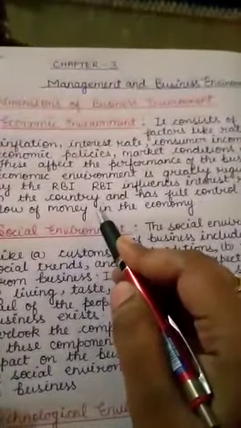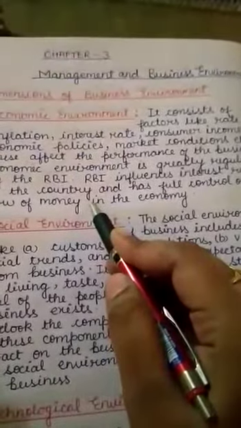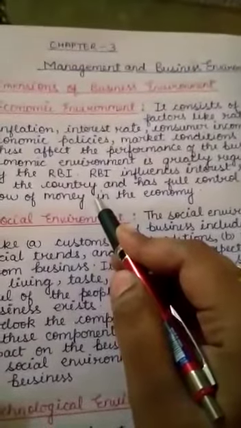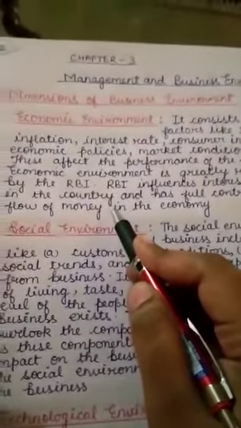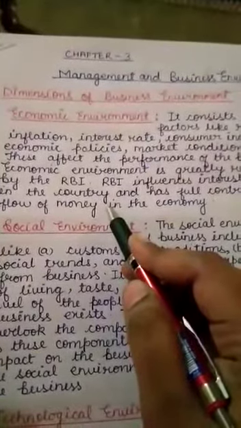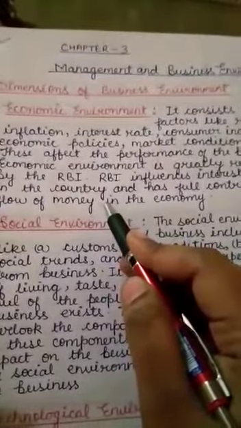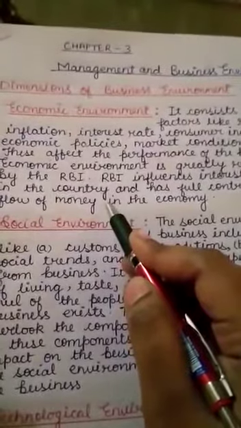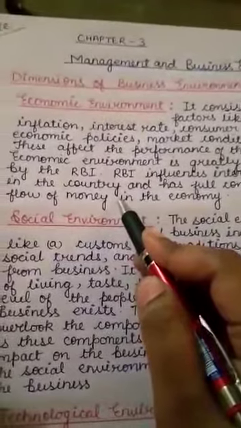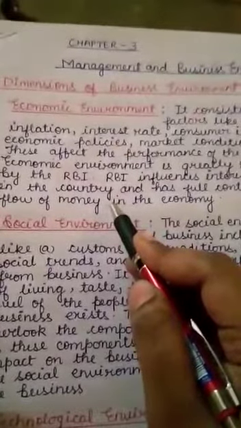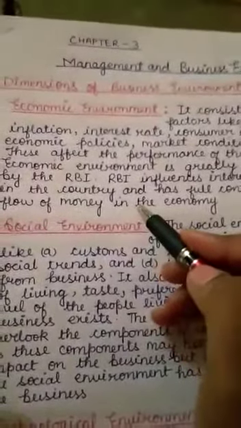For example, if rates on long-term home loans increase, then demand for home loans will decrease. Second example is the increase in income of the consumers, which leads to an increase in their purchasing power. So if personal disposable income increases, it leads to an increase in demand for products and in turn increases inflation in the economy. So all these are examples of economic environment that affect the performance of a business.